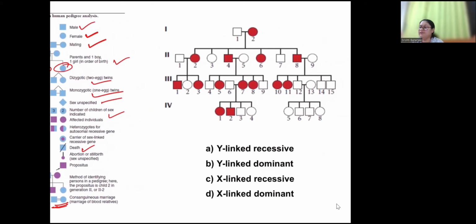So now if you are given a pedigree like this, that is the question, what should be your first thing, that while seeing this, what is my first observation?